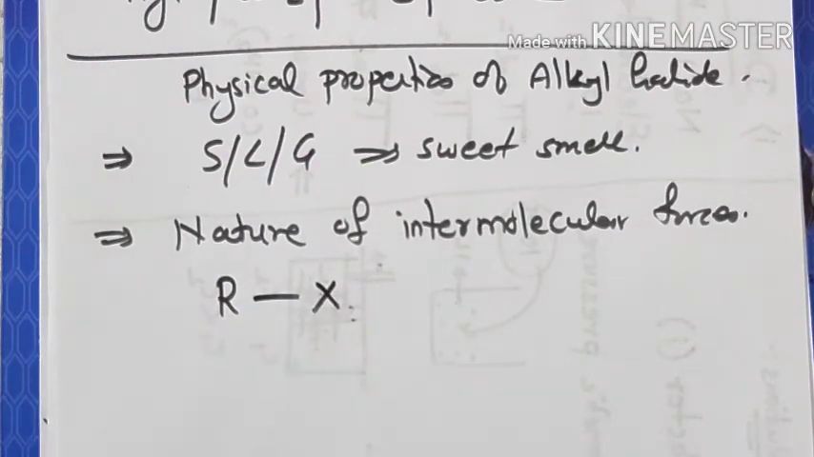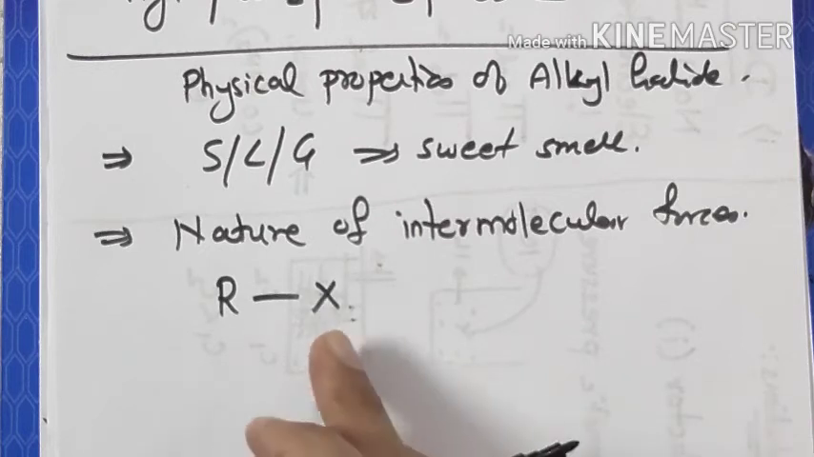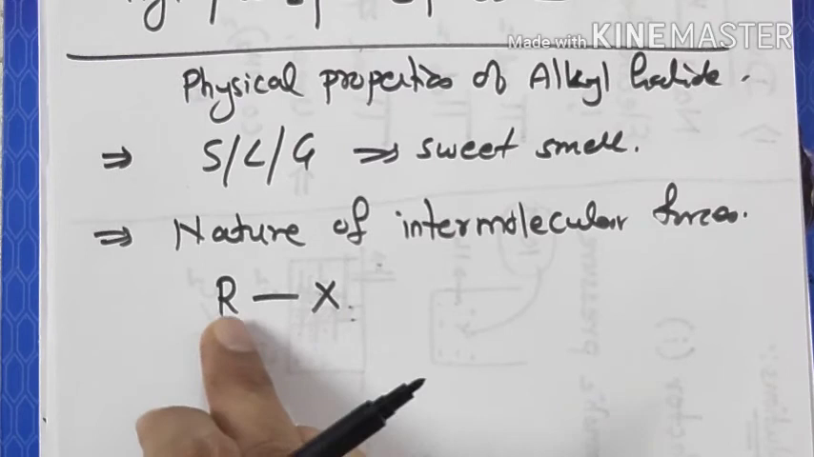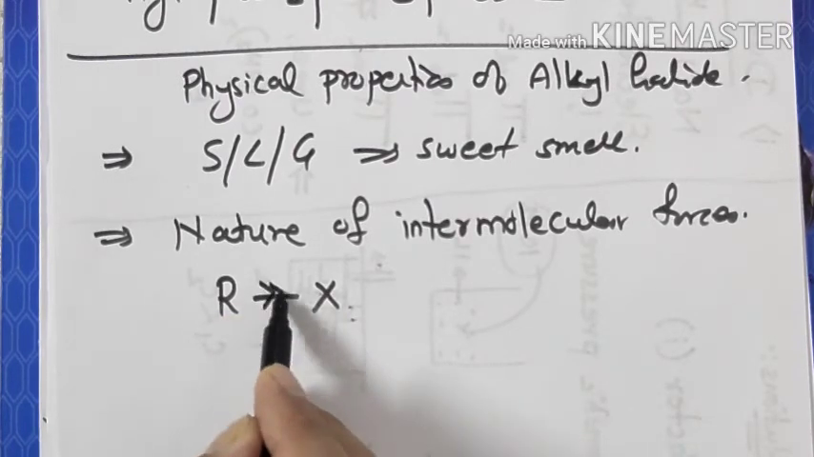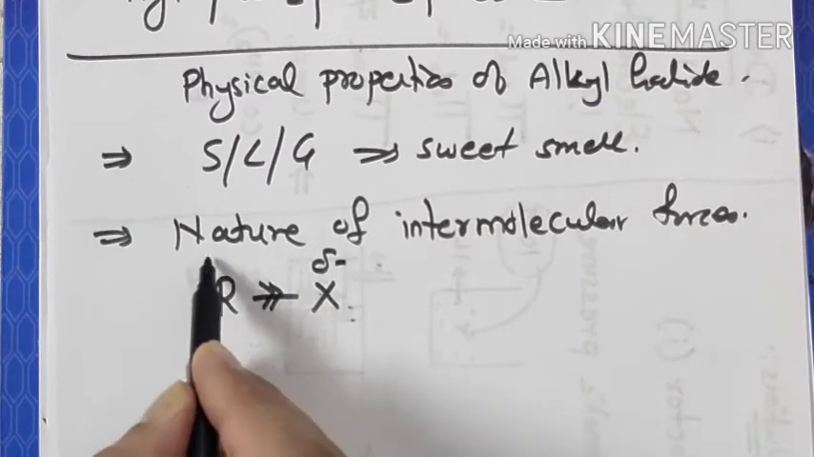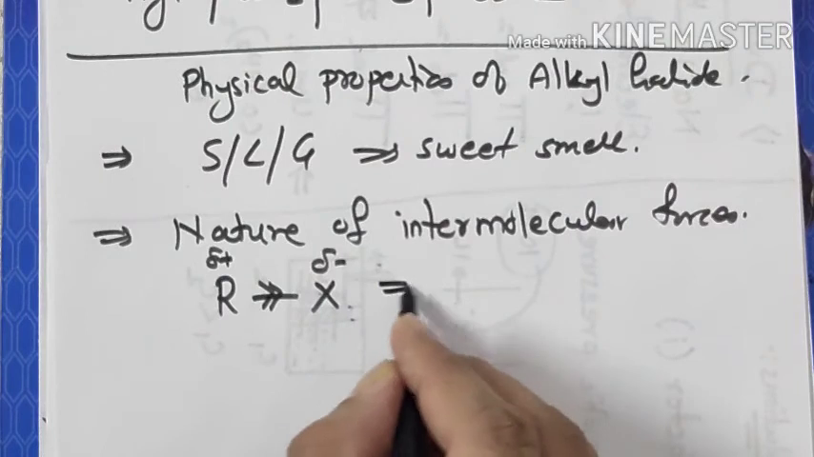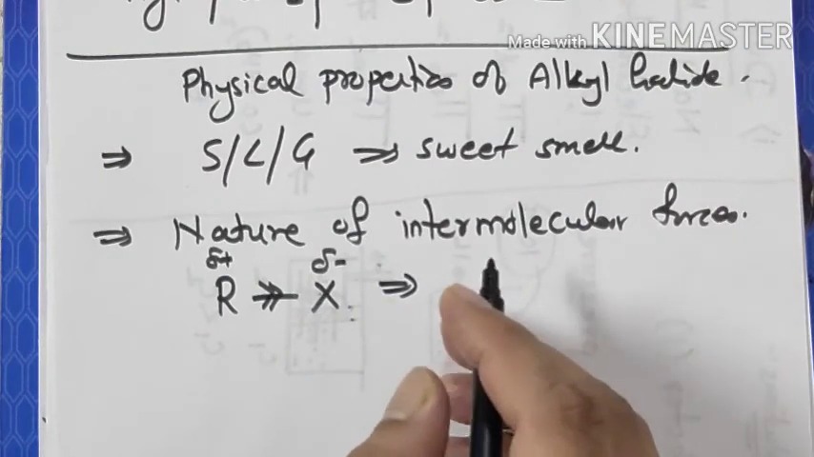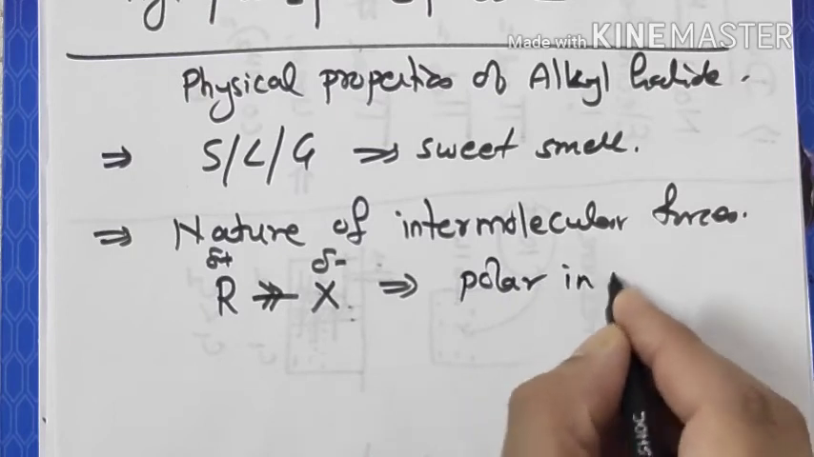Now student, let's first understand RX. When I say RX, this is halogen. Halogens are electronegative. So when halogens are electronegative, they tend to pull the electron to themselves. It pulls the electron to itself, it becomes partially negative and the carbon becomes partially positive. That means alkyl halide is slightly, not very high, but slightly polar in nature.